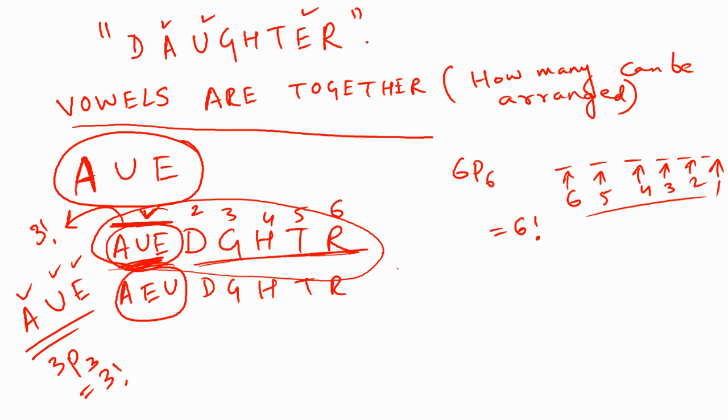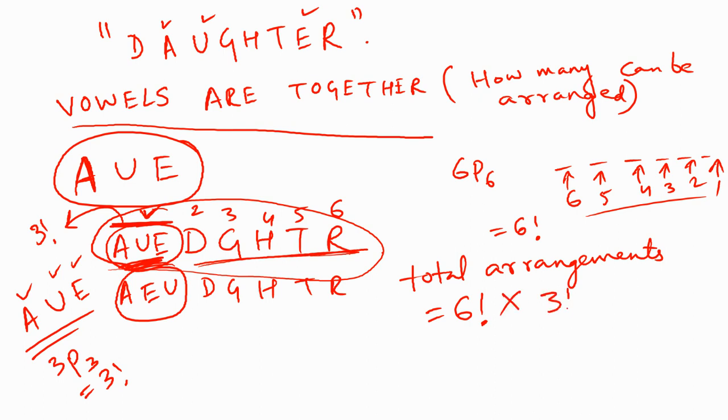So basically, what will be the total arrangements? It will be 6 factorial, and AUE can also rearrange within itself, so we have to multiply by 3 factorial. Okay, I hope this is clear.